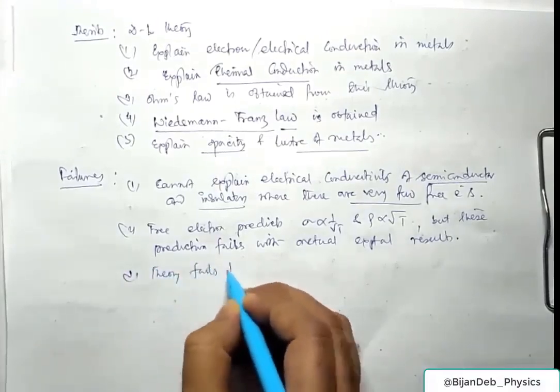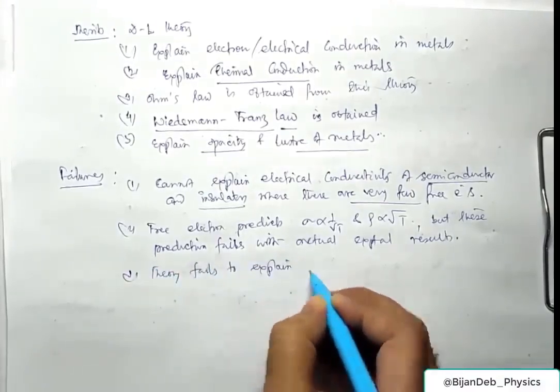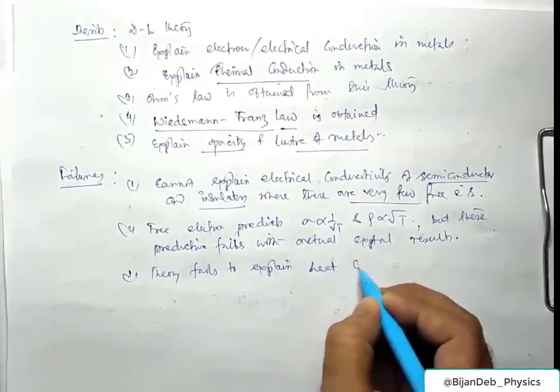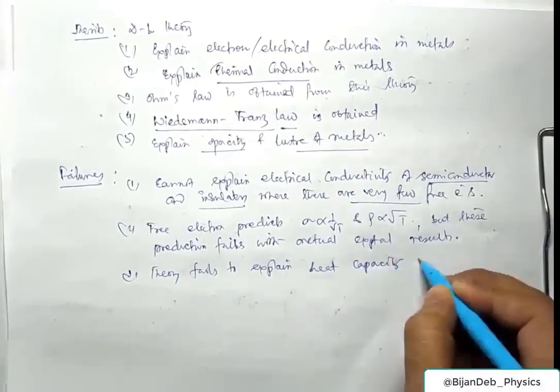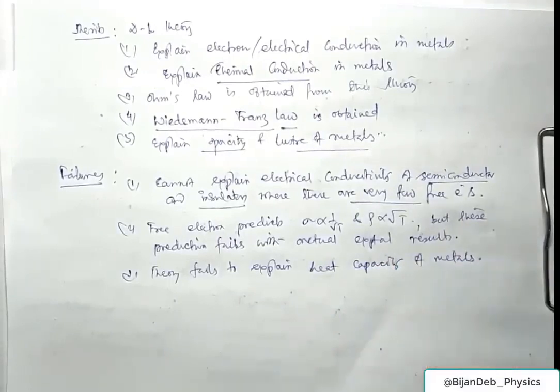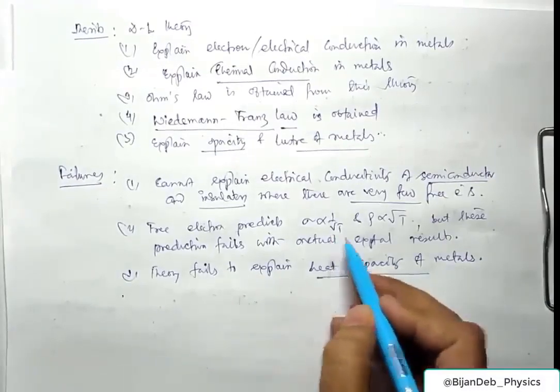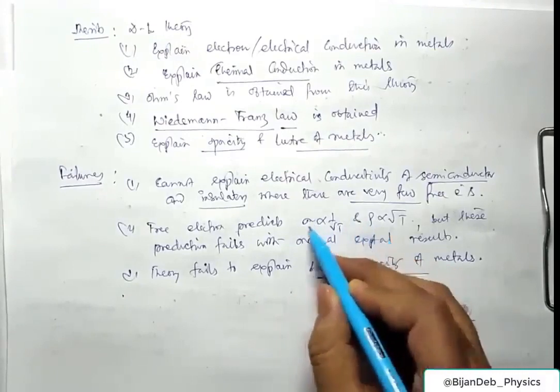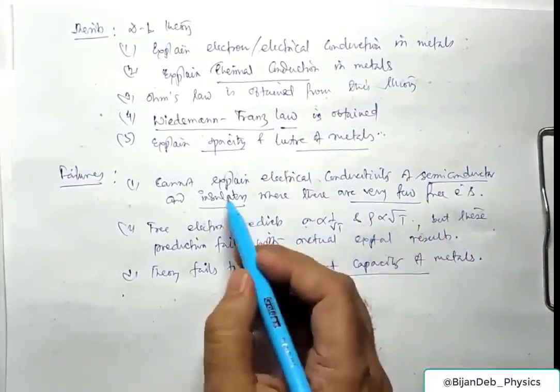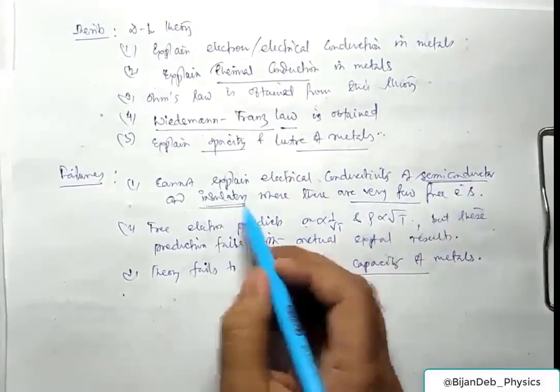Then the theory fails to explain the heat capacity of metals. How specific heat or electronic specific heat varies, or why it varies, or how it depends, cannot be derived from free electron theory. So you remember these few things: heat capacity cannot be explained in metals, temperature dependence of rho and sigma is not correctly predicted, and it cannot explain the semiconductor and insulator electrical conduction.